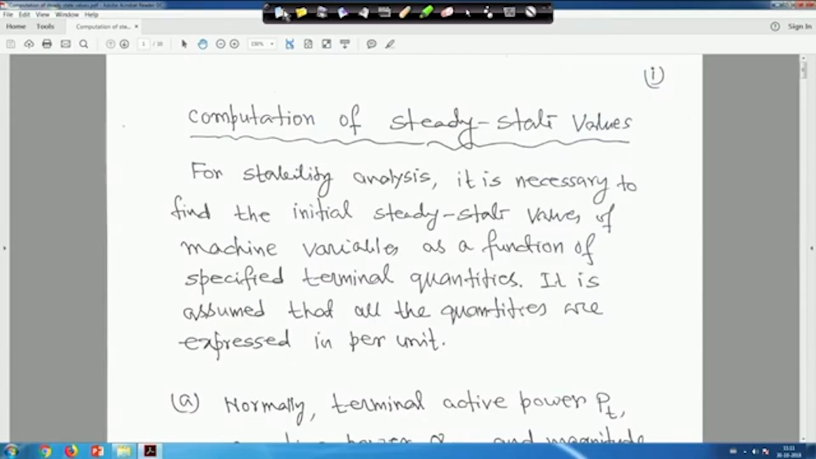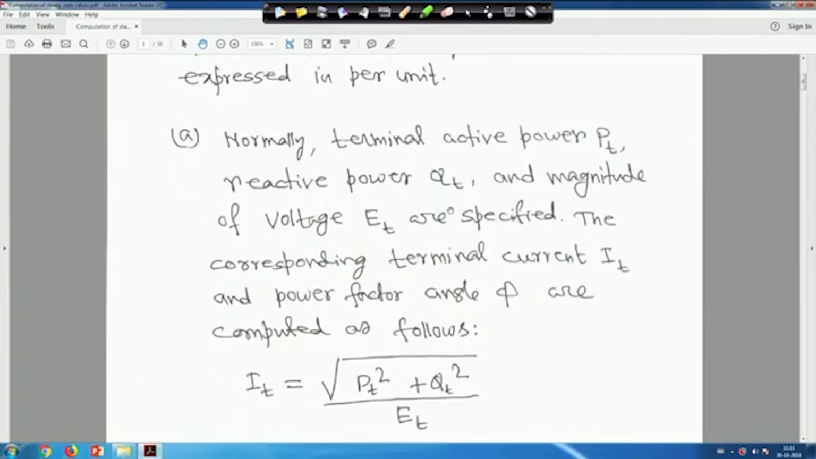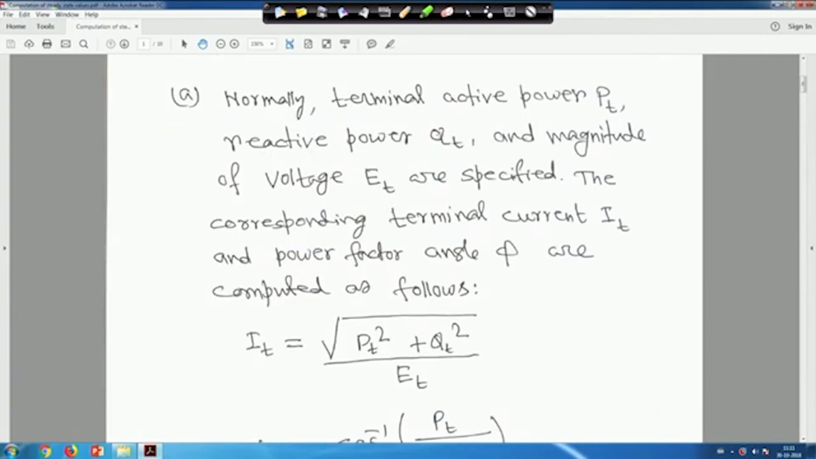For stability analysis, it is necessary to find the initial steady state values of machine variables as a function of specified terminal quantities, right? It is assumed that all the quantities are expressed in per unit. So whatever analysis we will do, we will make it in per unit, right? Normally terminal active power Pt, reactive power Qt and magnitude of voltage Et are specified. Therefore, the corresponding terminal current IT and power factor angle phi are computed as follows.